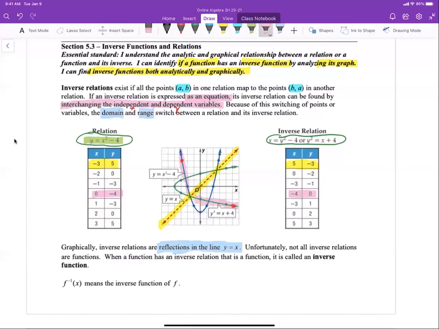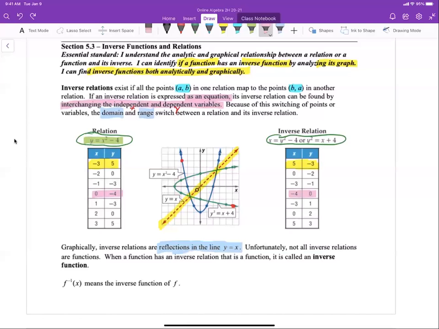And then if I look at this portion of the graph, that is a reflection across that y equals x line, and that is a reflection across that, okay?